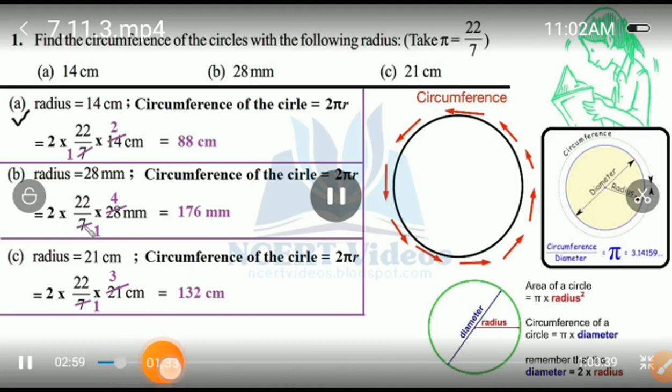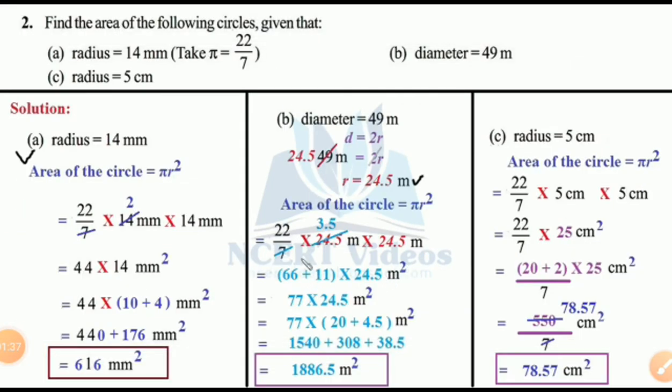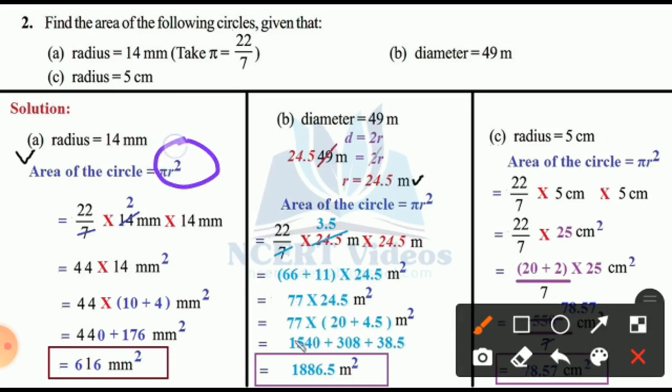Let's check out the second one. My dear student, the second one is: find the area of the following circles. Given: a is radius 14, b is diameter 49, and c is radius 5. Area of the circle is equal to pi r square. Put the value of 14 and find out. You will get 616 millimeter square.